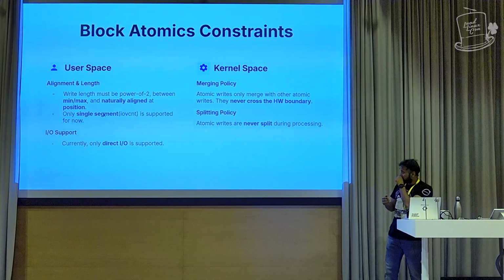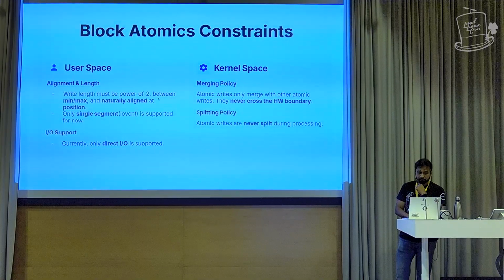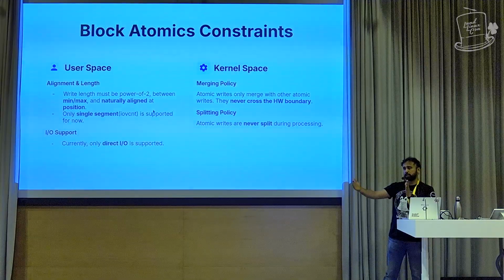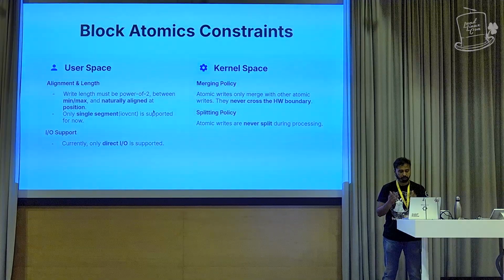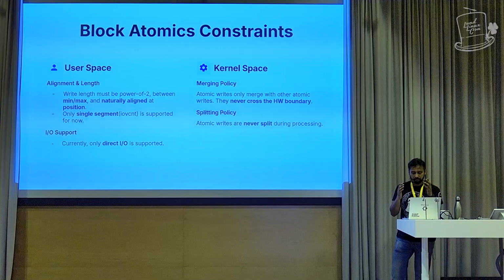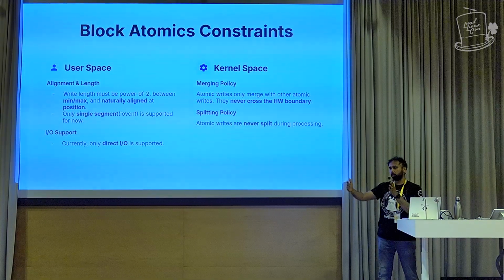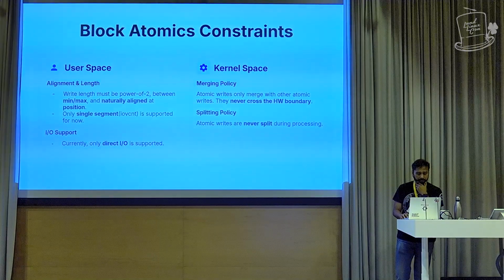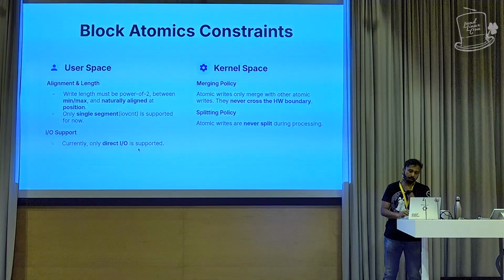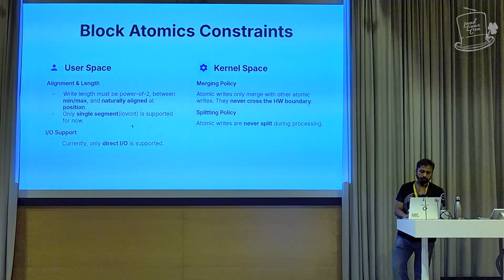There's also the boundary limitation. You can't cross the boundary. Let's say the boundary is 16K, then you can't send an IO that straddles the boundary, so those things also need to be taken care of. And as I said, only a single segment is supported for now, and it's only direct IO. This is very important because I'm going to come to it later on. So right now we only support atomics through direct IO.